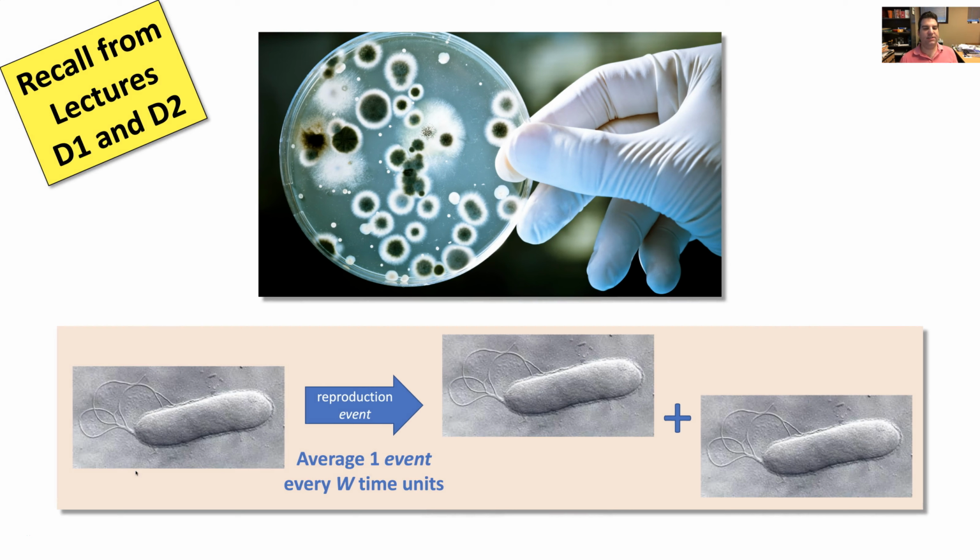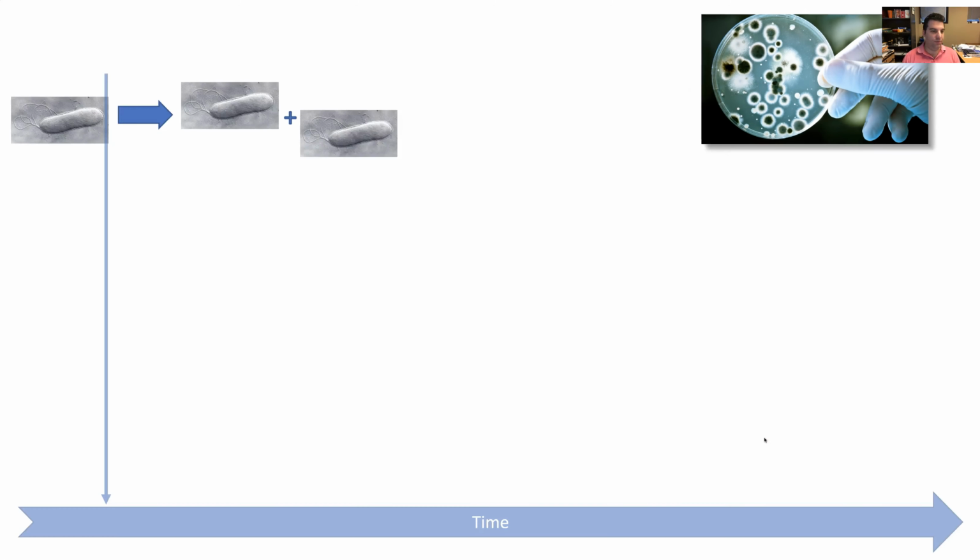If we go back to some earlier examples in the class, I talked about modeling bacterial growth, bacterial reproduction, and bacterial death. Focus here on reproduction. In real life you'll have one bacteria for a while, and then after some average time, we'll call it W, you'll get two bacteria. There'd be a reproduction event which actually created these two bacteria out of one.